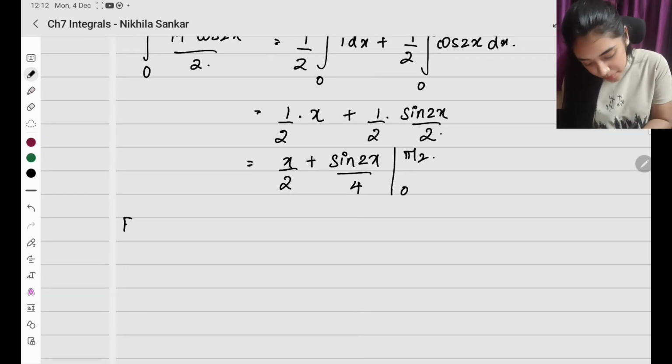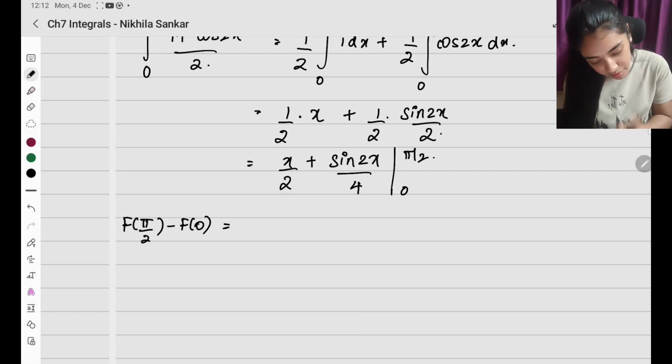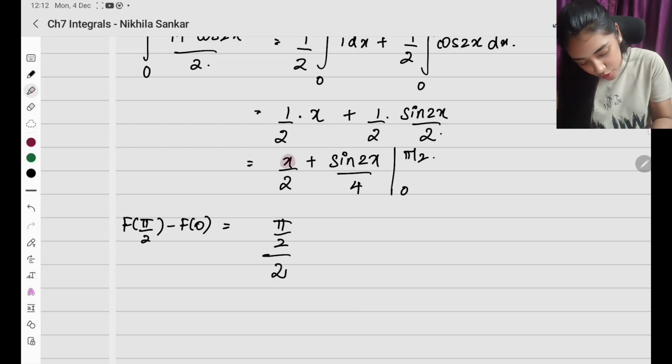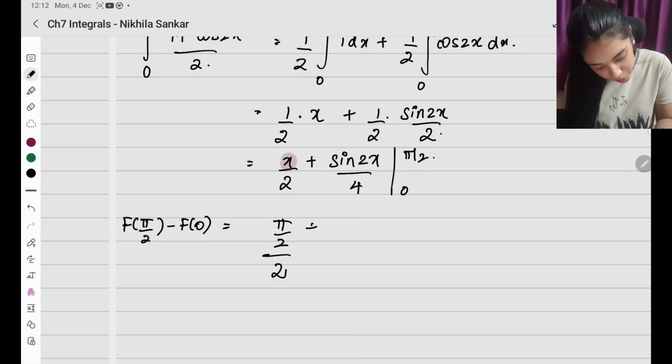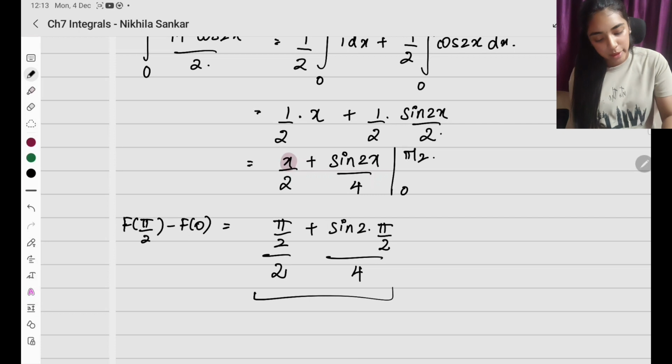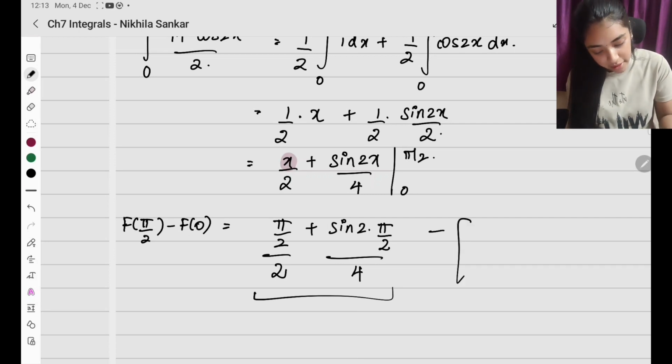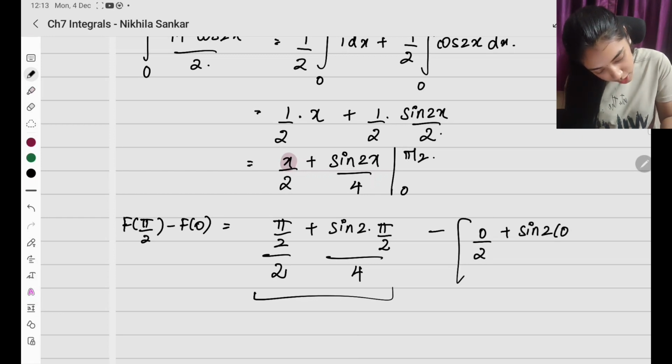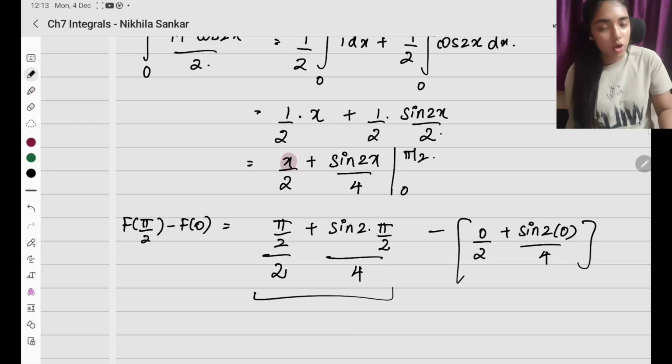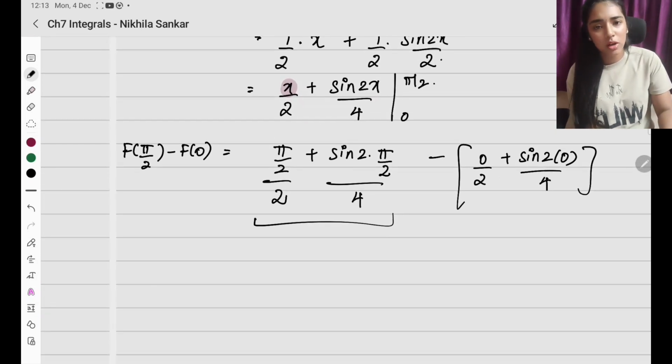Okay? Understood? Now f of pi by 2 minus f of 0 is going to give me first pi by 2. So pi by 2 divided by 2. In the place of x, I am substituting. So pi by 2 divided by 2 plus sin 2 times pi by 2 divided by 4. So this is my f of pi by 2 minus open bracket. You have two different terms, so always open bracket. So x by 2 which is 0 by 2 plus sin 2 times 0 divided by 4. You already know that this is going to give you a 0, but always write that step.